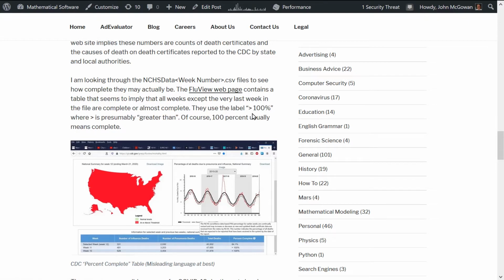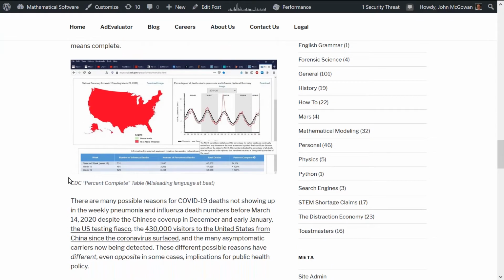They use the label greater than 100%, where the angle bracket is presumably greater than. Of course, 100% usually means complete. So unless you paid a lot of attention, if you're a layman, a general public, there's a good chance you would interpret this table to indicate that the numbers are complete or almost complete. It sounds like complete, greater than 100%, except for the very last week.